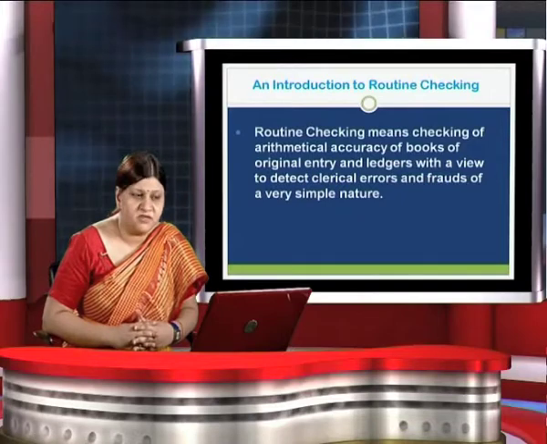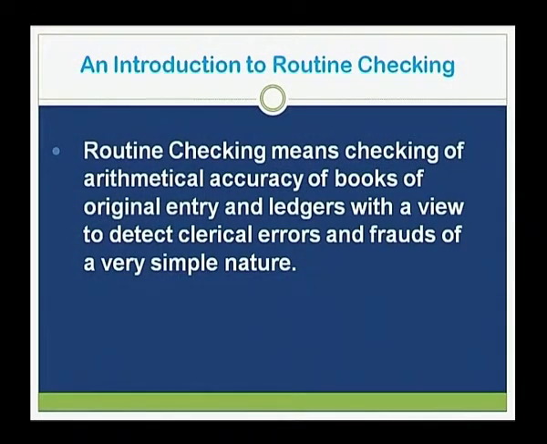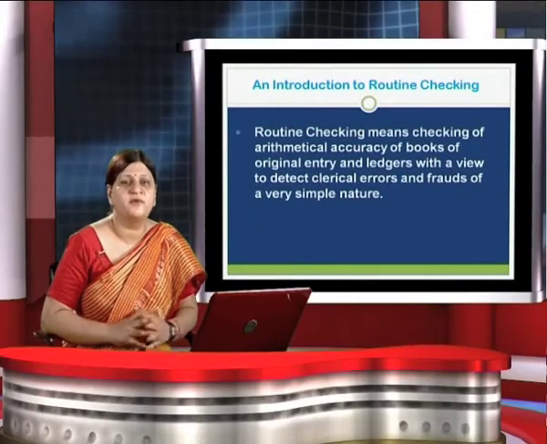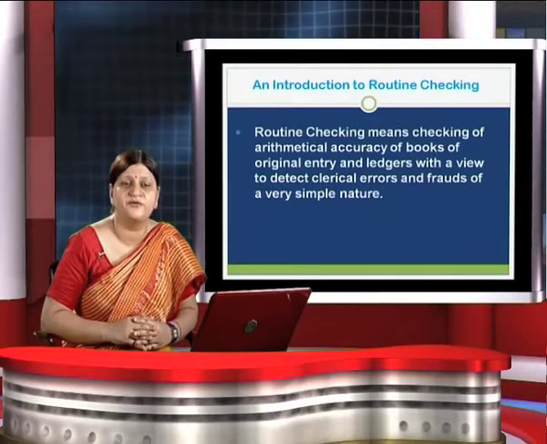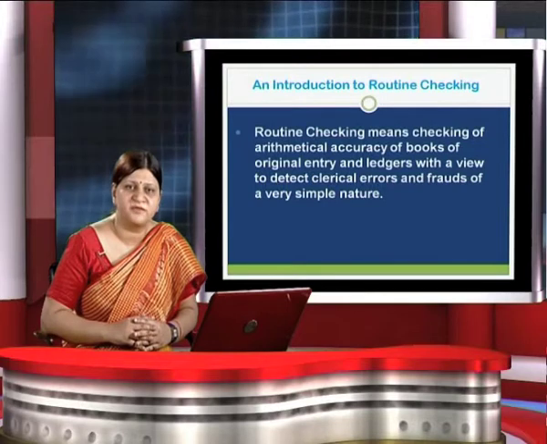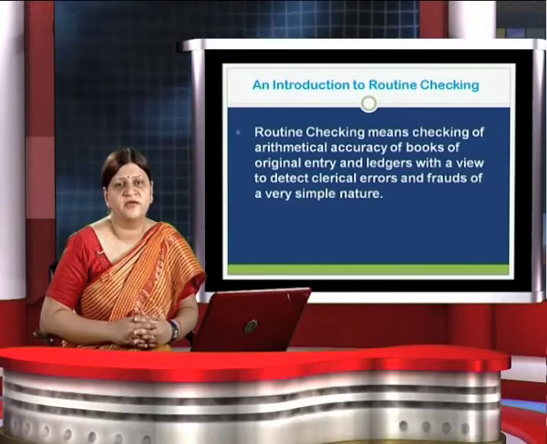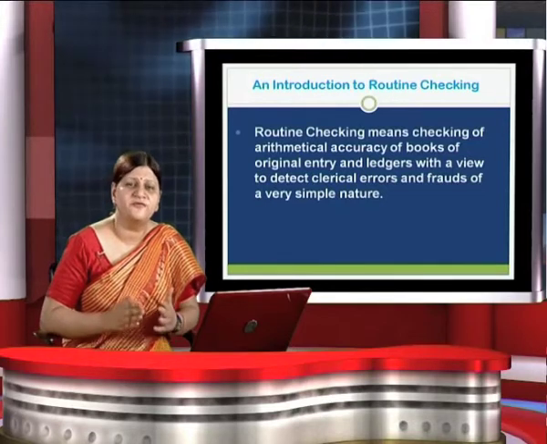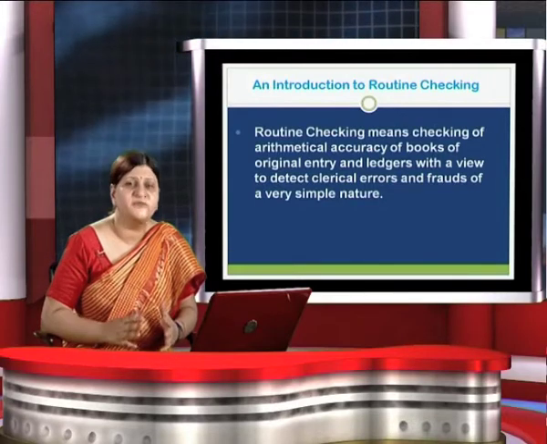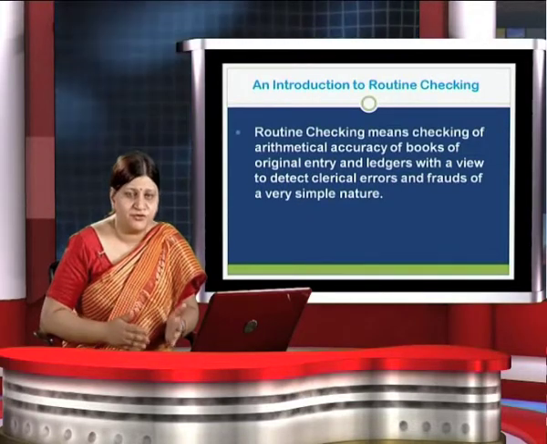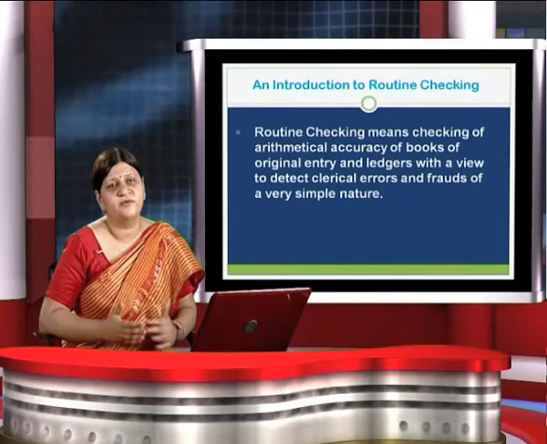Routine checking means checking the arithmetical accuracy of books of original entry and ledger with a view to detect clerical errors and frauds of a very simple nature. Though the overall objective of the audit is to ensure the truth and fairness of the financial statements and to express an opinion that no material misstatement is present, the secondary objective of the auditor is to ensure that there is no fraud and error. So detection of fraud and error is again an important feature of audit.